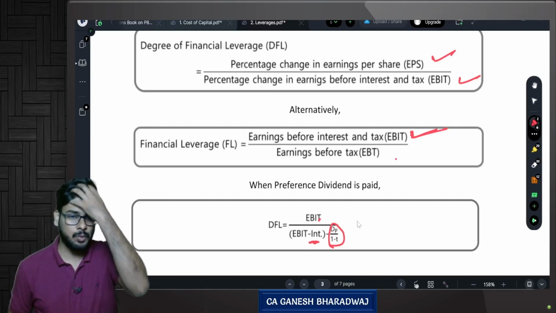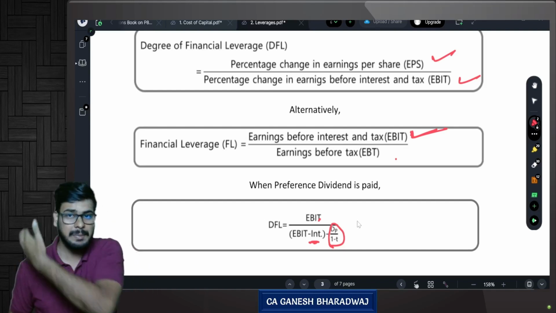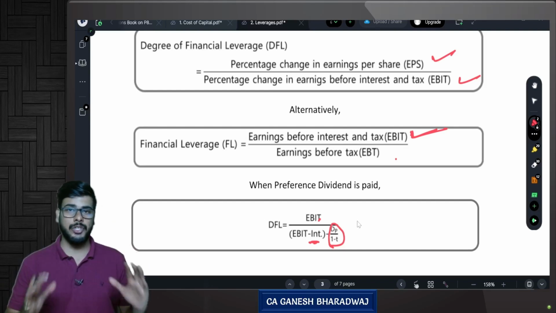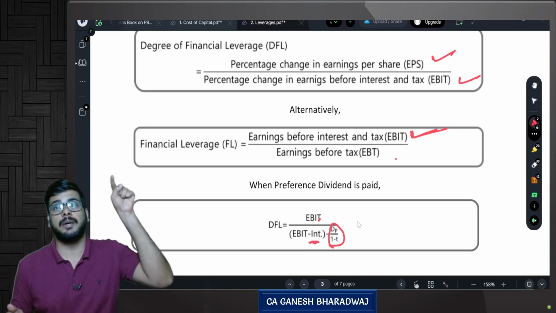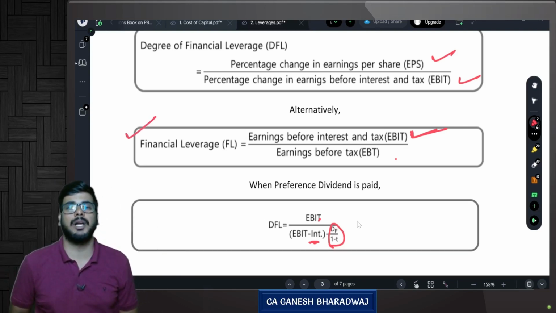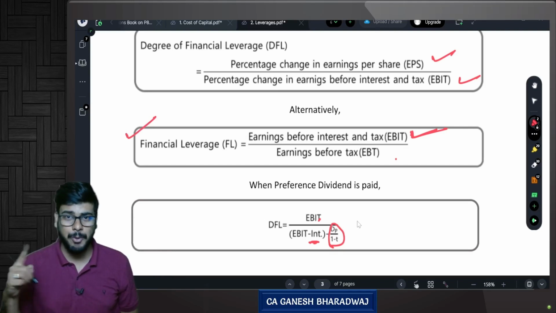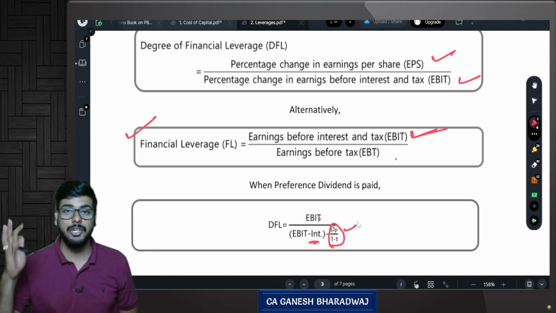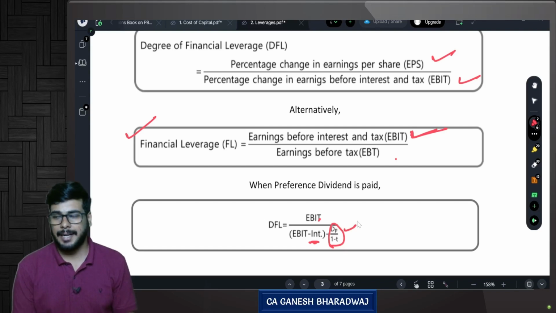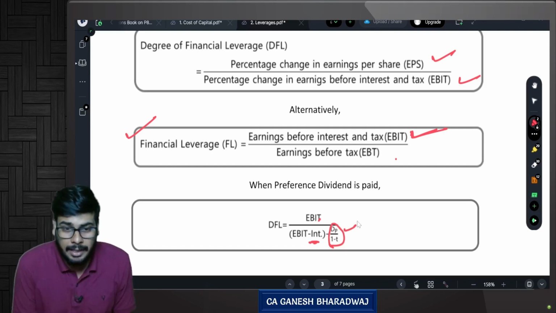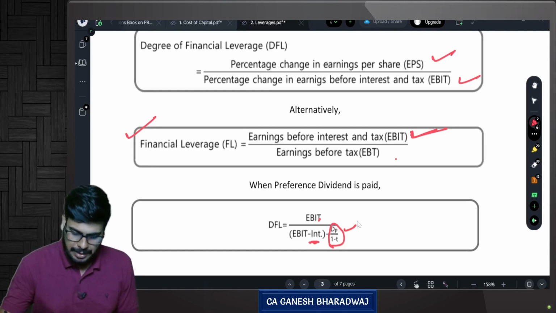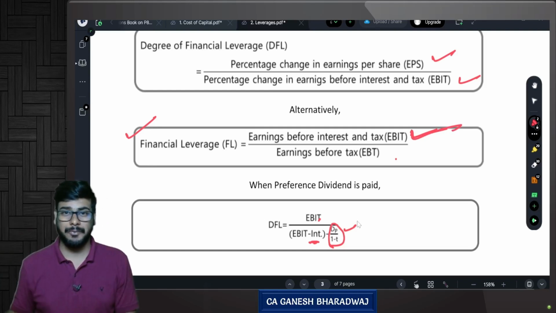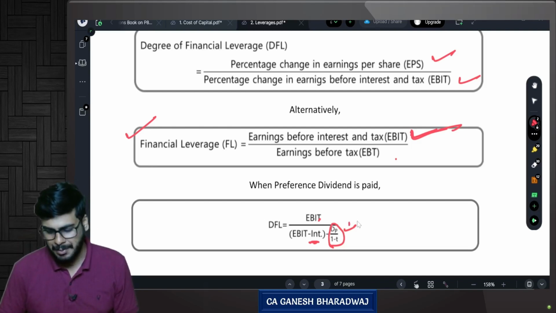But now there is one small issue that I want to address. In the institute study material, in some sums, even when there is a preference dividend, they have used this formula. Or in other words, for computing the financial leverage, they have conveniently ignored the preference dividend. Sir, is it correct? No, technically not. But globally, some people still take this formula. They ignore preference dividend completely.